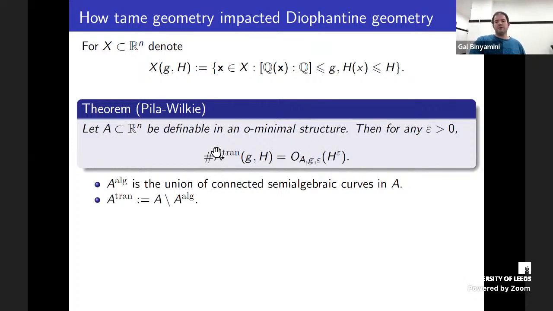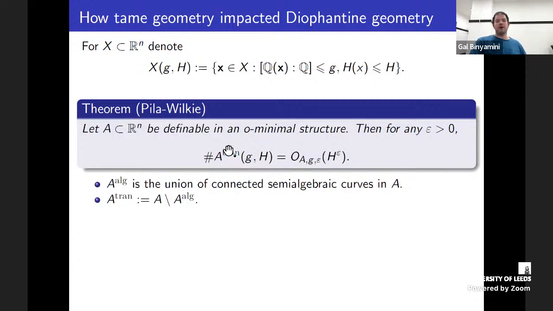So specifically, we take the number of points in the transcendental part that I'll soon define. We count, let's say, rational points of degree at most G and height at most H, for G some fixed constant. And then the theorem says this will be big O of H to the epsilon. So smaller than some constant, which can depend on the set, on G, on epsilon, times H to the epsilon. Okay, and I didn't tell you what this A trans is.